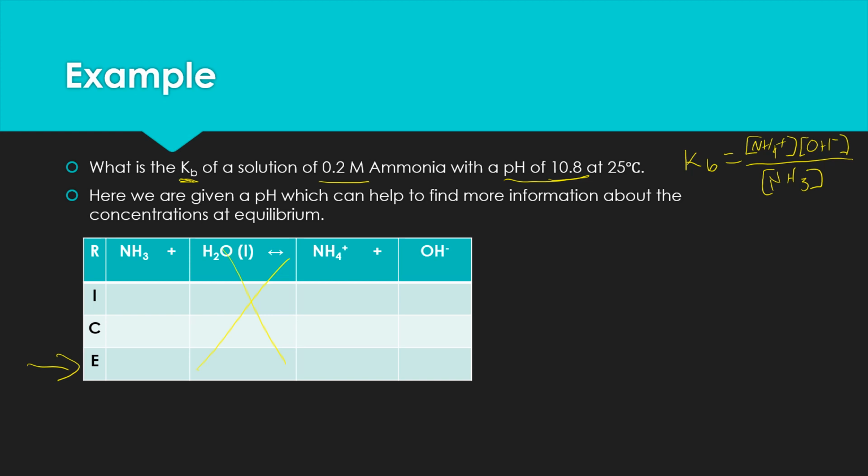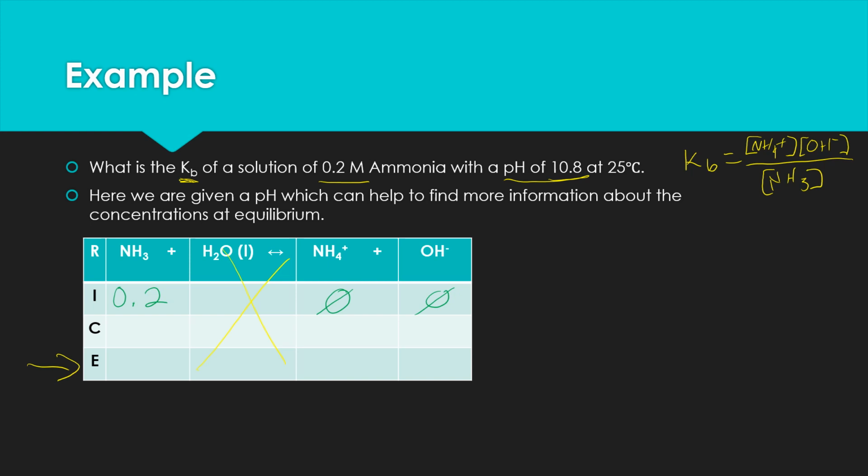Okay, well let's plug in what we do know into our table. It says it's a 0.2 molar solution of ammonia. So we know we have a 0.2 molar solution to start with, and we can assume these are 0 to start. The other thing that's given to us is our pH. Now pH can help us find our concentration of hydrogen, which is not in this equation. We have hydroxide, but it could also help us find our pOH, which could help us with our hydroxide ion.